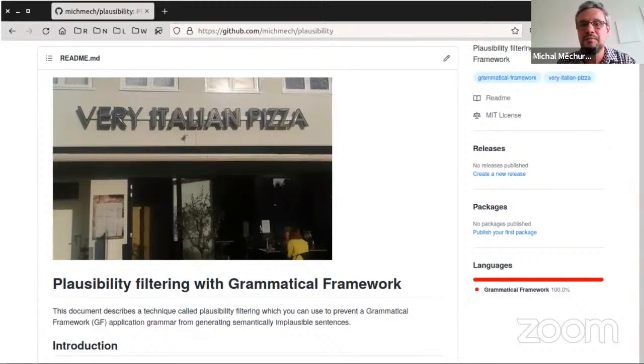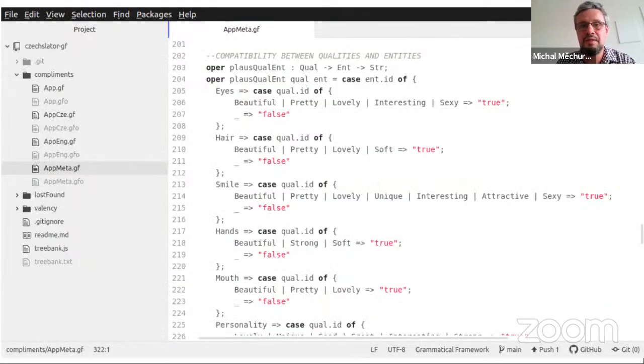So basically, the way it works is that these statements about the plausibility of the sentences are generated when I'm generating a tree bank from this application grammar. And then I have a simple script which processes the tree bank. It throws out the sentences that are labeled as implausible and keeps the ones that are plausible and organizes them into this cluster formalism that CheckSlater then uses. All right.